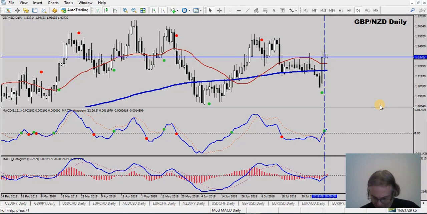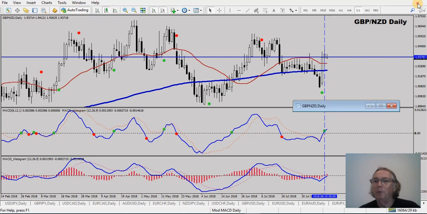Pound New Zealand, took a new buy this morning. All the criteria have been met, and buy taken here. It's not looking that flash at the moment, it's down about 10 pips. There's Pound New Zealand, so we took a new buy.